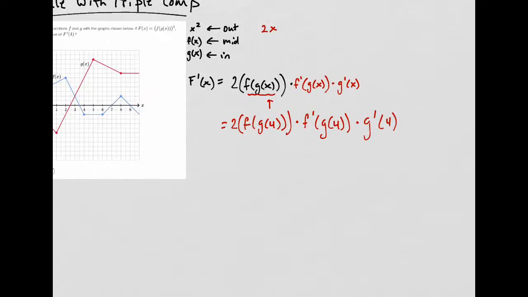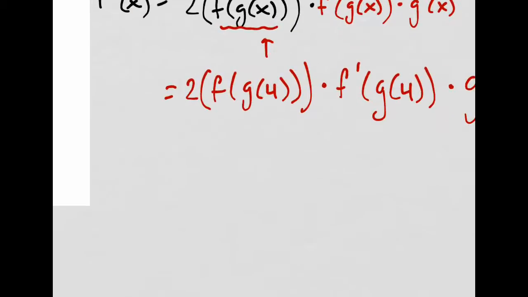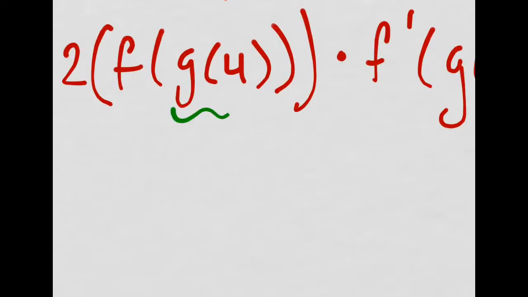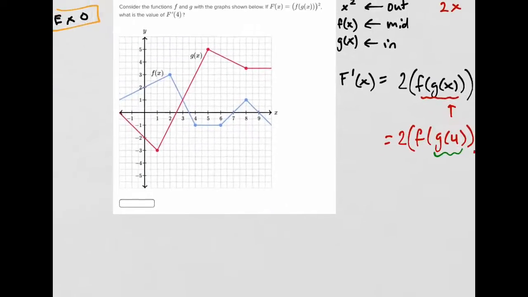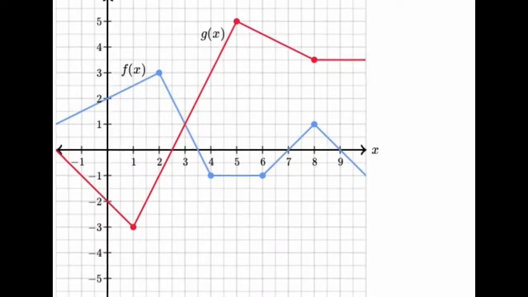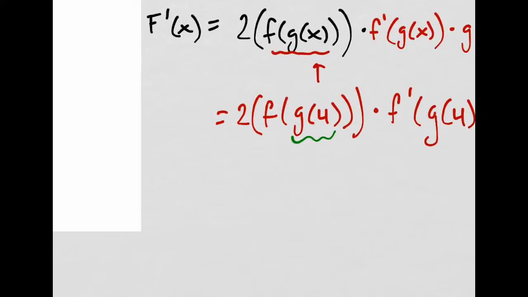Remember, this means look at the slope. So let's look at our graph. What is g of 4? That's what I'm going to be concerned with first. G is my red graph. I go to 4, and g is the y value, so it's 3. So this is 3. That means I'm looking at f of 3.